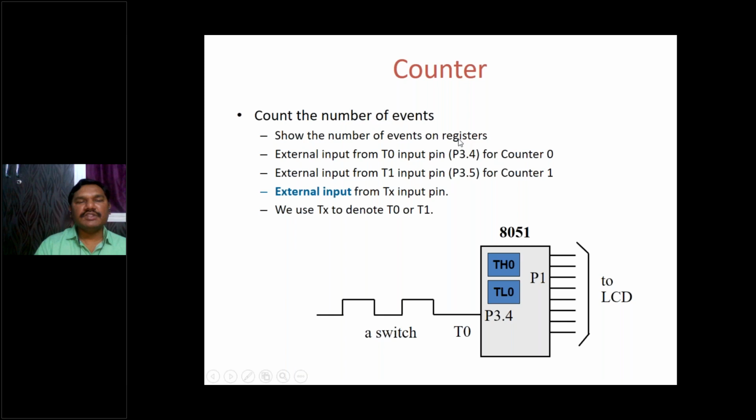Okay, what is a counter? It counts the number of events and shows the number of events on registers. External input from the T0 input pin P3.4 is for counter 0. External input from the timer 1 input pin P3.5 is for counter 1. External input from the TX input pin. We use TX to denote T0 or T1, where X may be 0 or 1. Here you can see P3.4 in your pin diagram.